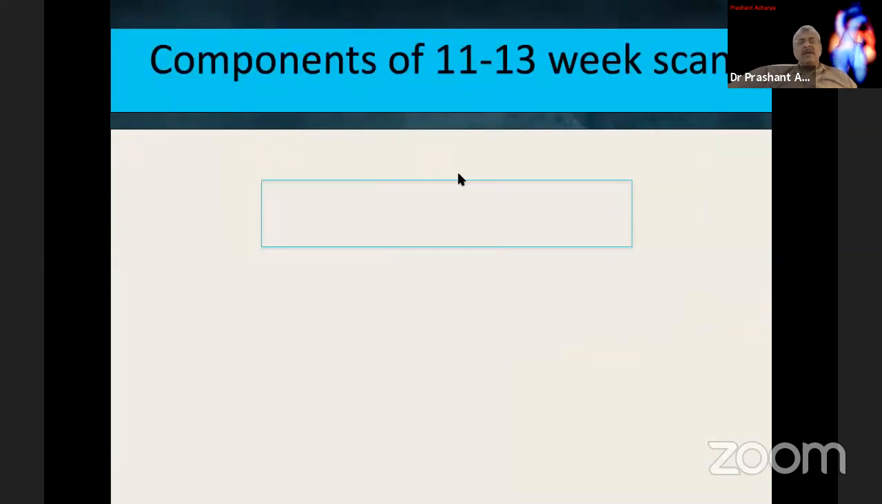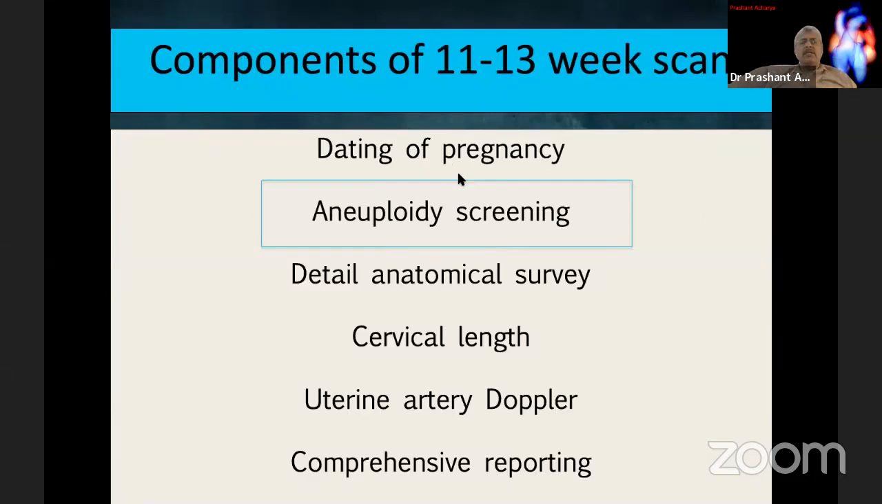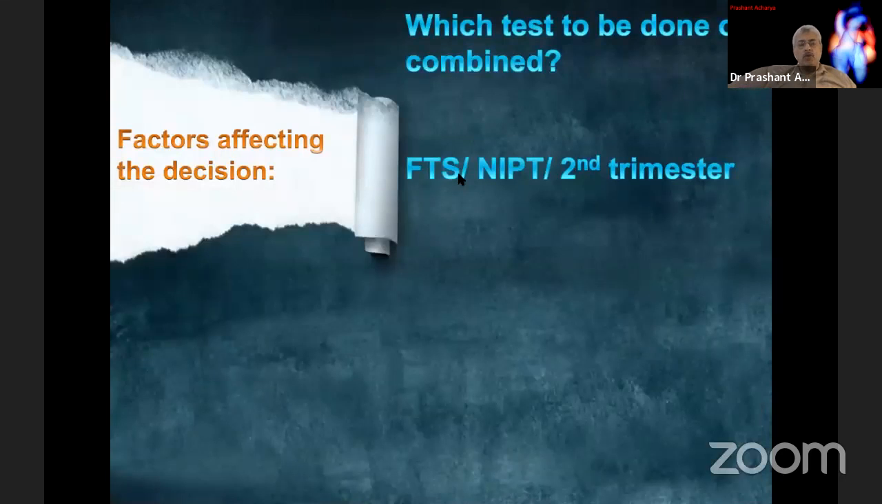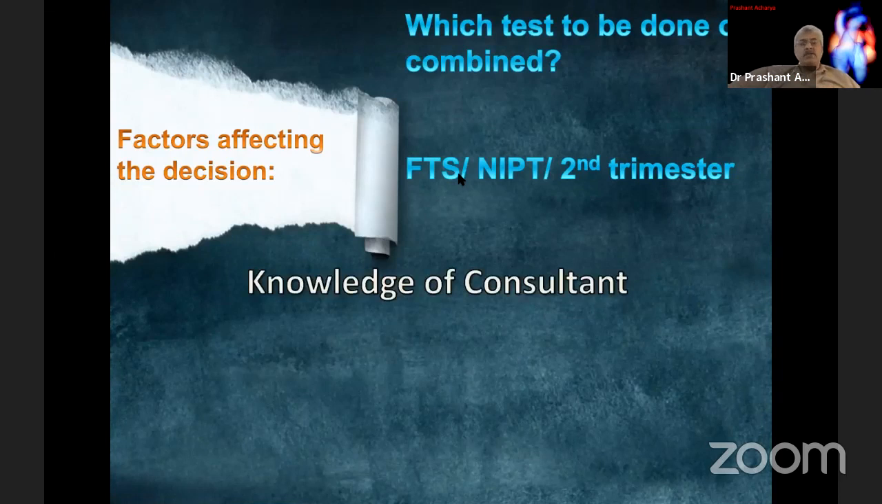Now let us try and understand. In the 11 to 13 week scan, the aneuploidy screening has its own value and its components. Which test is to be done, which test is to be applied? There are a lot of factors affecting this. The first factor is the knowledge of the consultant. How much knowledge you have about first trimester screening, second trimester, or NIPT determines what you will apply to your patient, and that's the reason I have put it first.